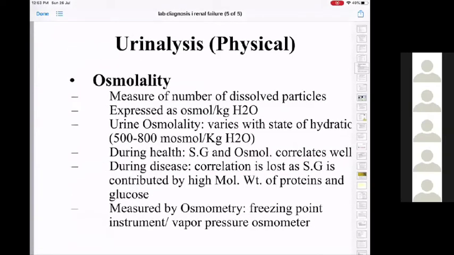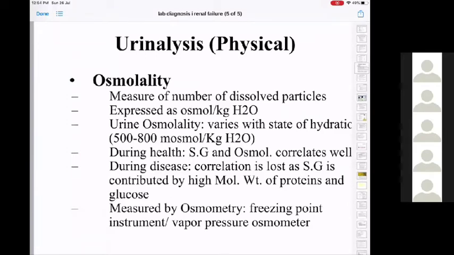Now, osmolality. Osmolality is the measure of the number of dissolved particles, expressed as milliosmol or osmol per kg of water. The urine osmolality varies with the state of hydration, and the normal urine osmolality is 500 to 800 milliosmol per kg of water.